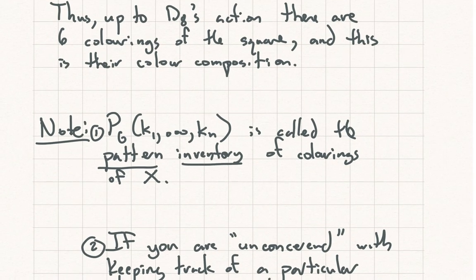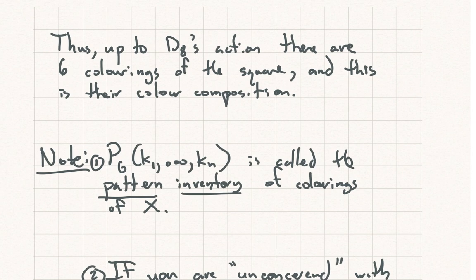So up to the action of D8 on our colorings, there are 6 unique colorings, and on the last slide we saw that that polynomial kept track of the types of them, the patterns of them. And in a lot of cases, people call this the pattern inventory of the colorings of our set X. So this polynomial PG with those K's, making that coloring substitution, that's called the pattern inventory.